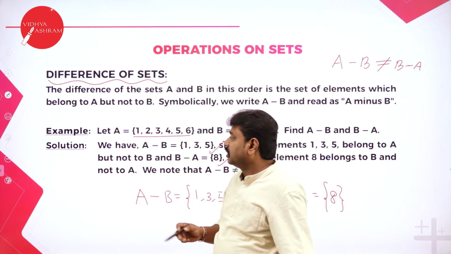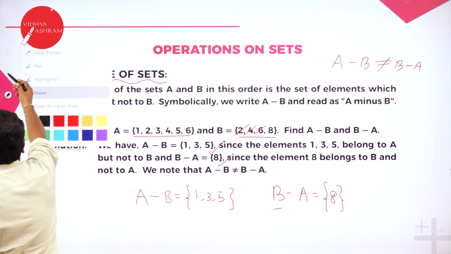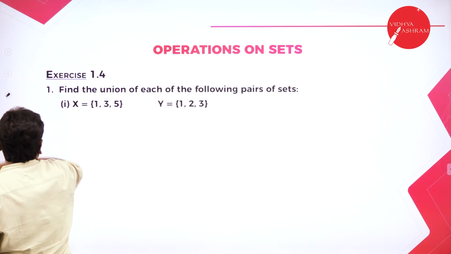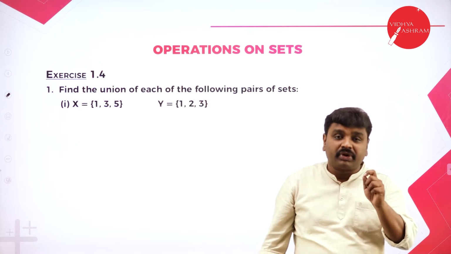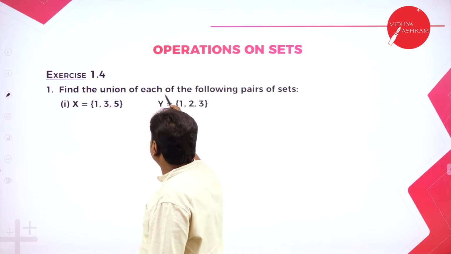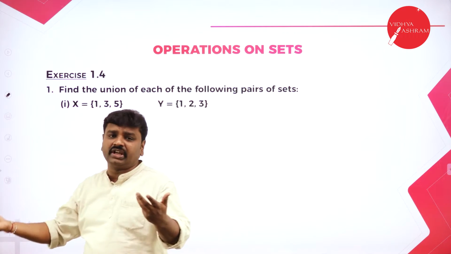That's it. So now, for example, I'll take some examples and we'll go ahead with this. Now we know properties, we know differences. We'll start with the problems of the exercise 1.4. In your textbook, exercise 1.4, find the union of each of the following pair of sets. They give pair of sets, you need to find A union B.